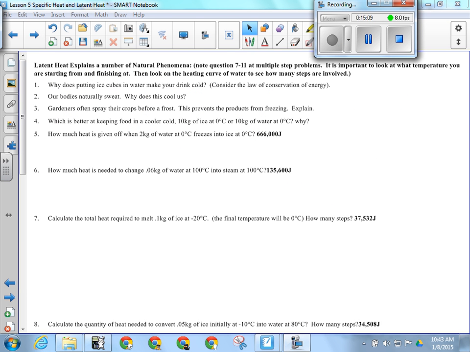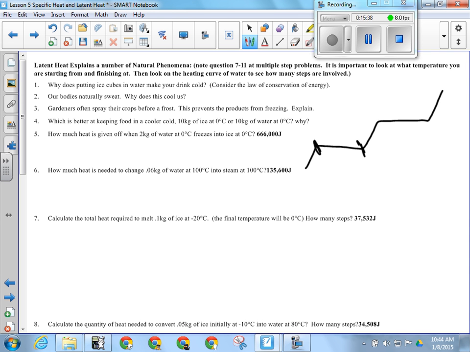Okay, so guys, a few people have come up here about 5 and 6, just because they are a little bit tricky. Number 5 asks how much heat is given off when 2 kilograms of water at 0 freezes into ice at 0. So if we draw, as our first step, a miniature heating curve of water, and mark our starting point and ending point: here's our starting point, water at 0. Here's our ending point, ice at 0.